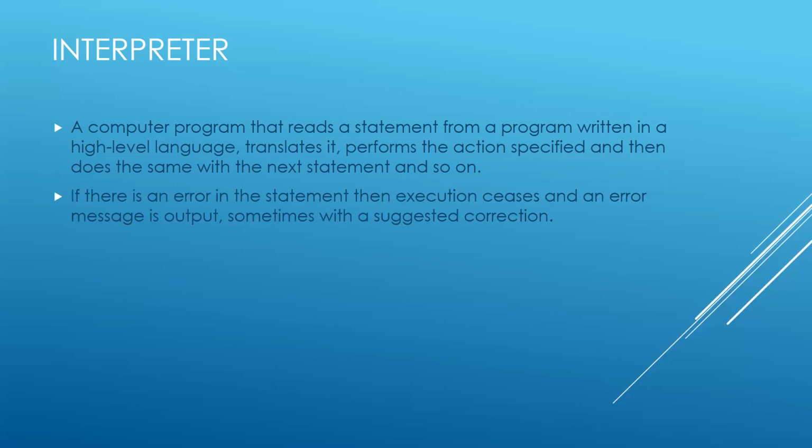And if there's an error in the statement, then execution stops and an error message is output, sometimes with a suggested correction. Now, this is what is happening with an interpreter. In case it encounters a problem, like I said in the beginning, it is picking up a statement, translating, executing.